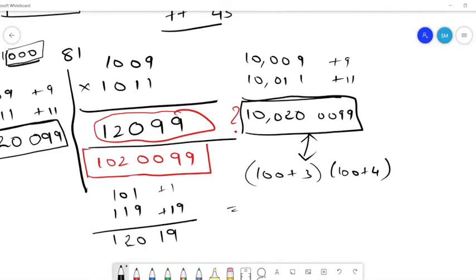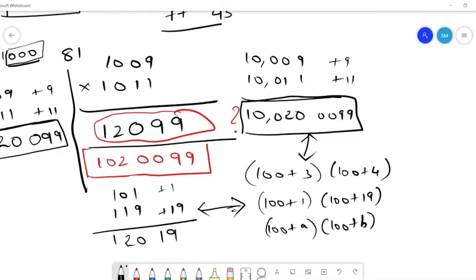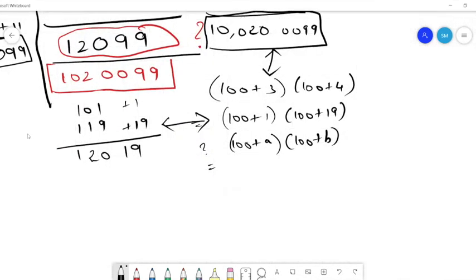Now, can you see any connection between this and this? Can we explain this method? What is happening algebraically? In general, (100 plus A) times (100 plus B). Is our rule consistent with the outcome of this algebraic expression? Any comments? 10,000 plus 100 times (A plus B) plus AB. Excellent. That AB is exactly the 1 into 19 thing that's happening. Exactly the same.